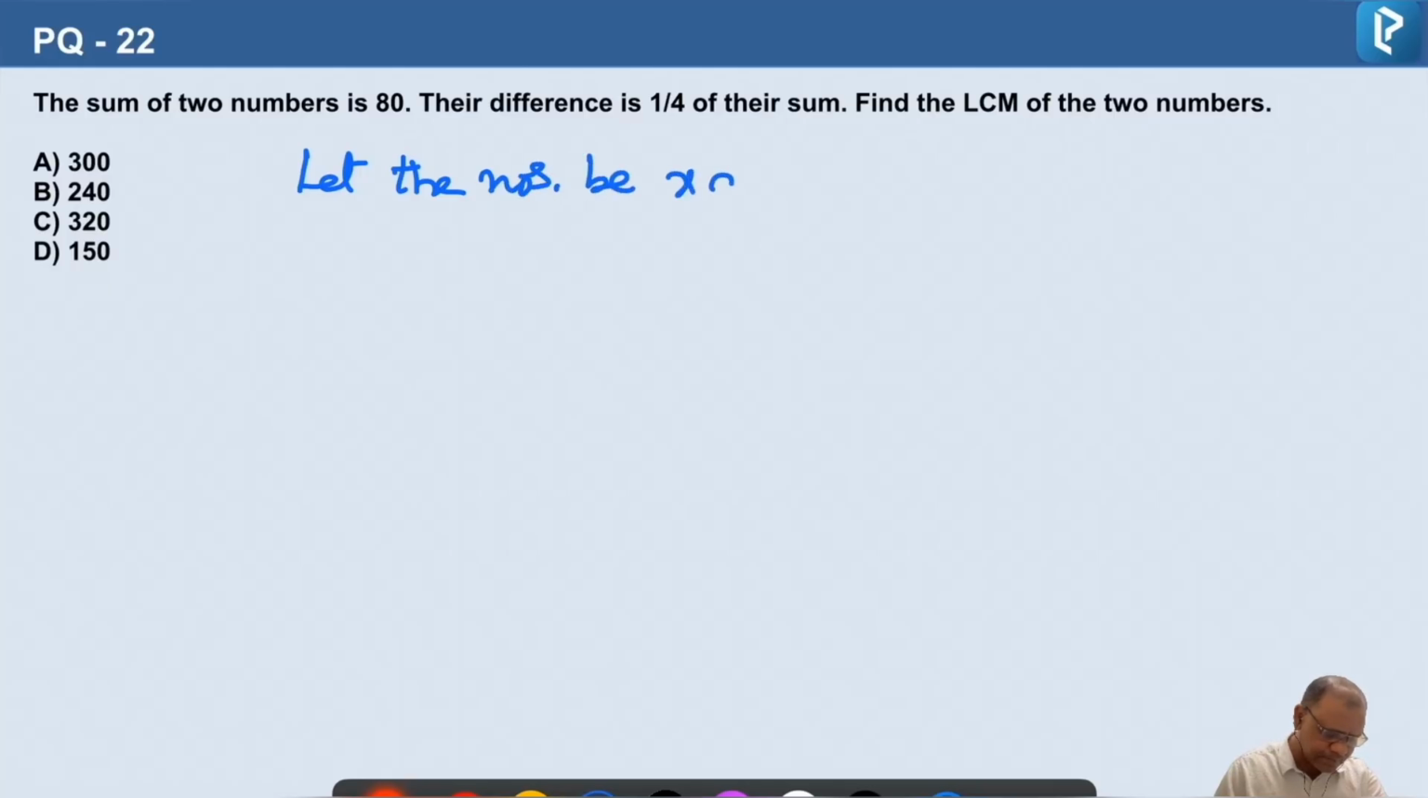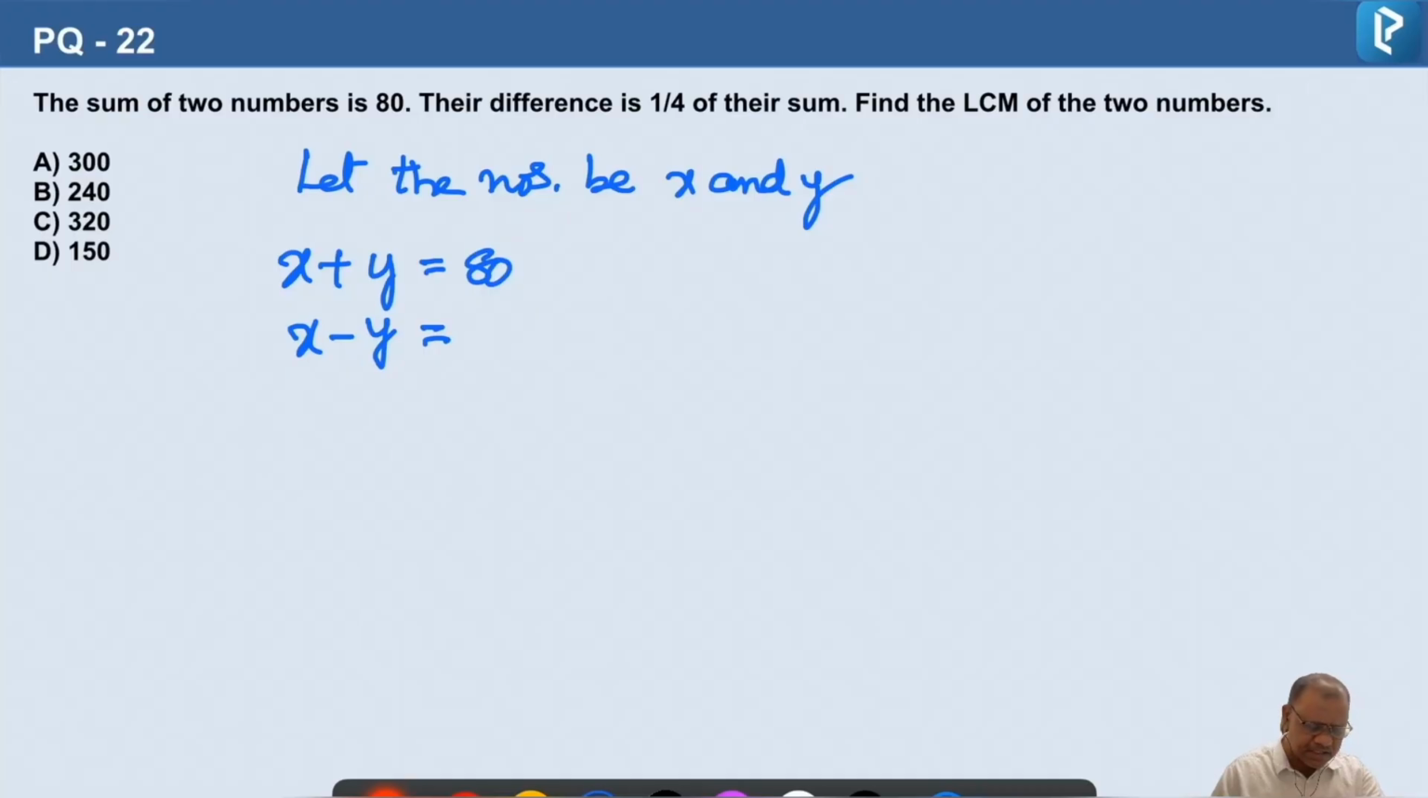So their sum is 80. x plus y is equal to 80. And their difference is 1/4 of their sum. So 1/4 of 80 is 20. So here we got two equations. We have to solve these two equations by adding.